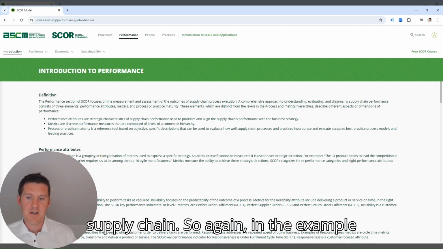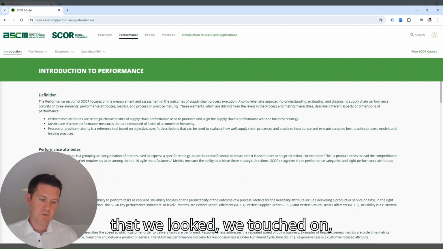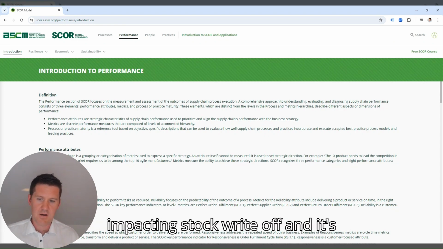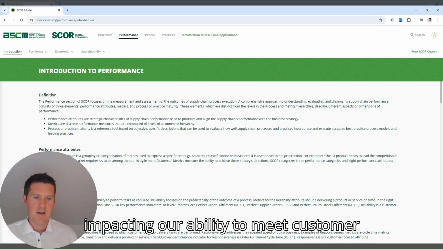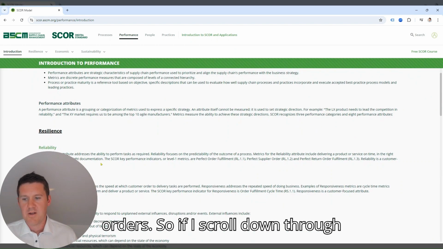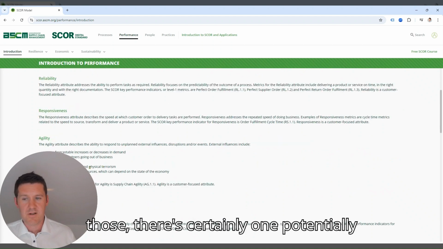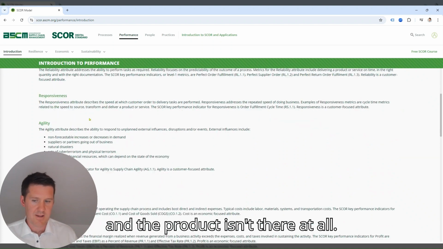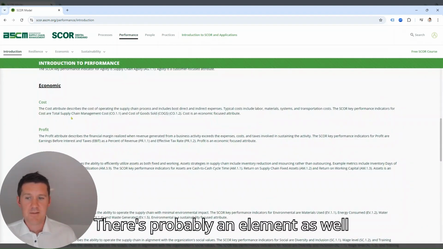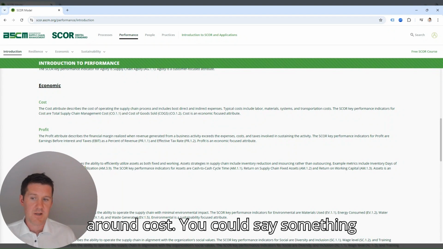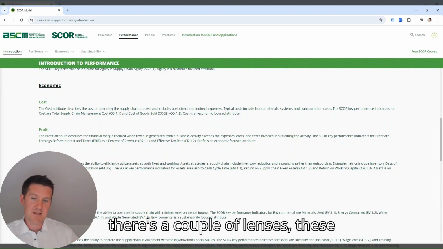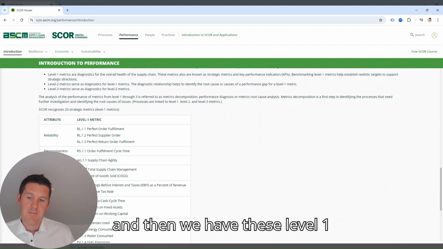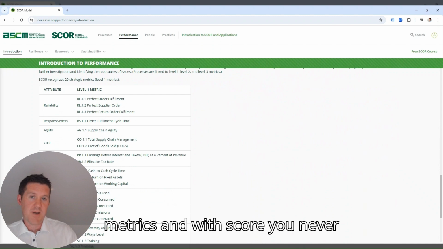the supply chain. So again, in the example that we touched on, we're talking about something that's impacting stock write-off and it's impacting our ability to meet customer orders. So if I scroll down through those, there's certainly one potentially around reliability, where we go to pick and the product isn't there at all. There's probably an element as well around cost. You could say something around assets, but you can see here there's a couple of lenses, these attributes around supply chain health. And then we have these level one metrics.